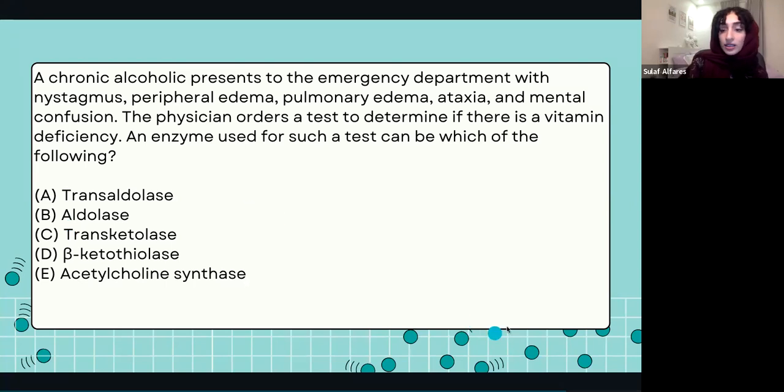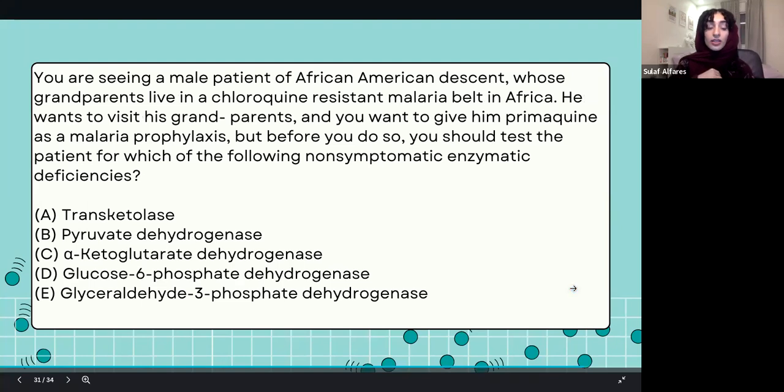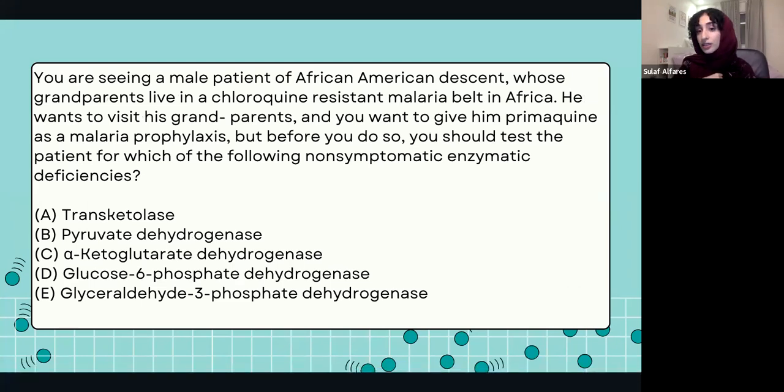Okay. Next question. You're seeing a male patient of African American descent whose grandparents live in a chloroquine-resistant malaria belt in Africa. He wants to visit his grandparents and you want to give him primaquine as a malaria prophylaxis. But before you do so, you should test the patient for which of the following non-symptomatic enzymatic deficiencies. Again, you can unmute to answer and explain, or just write it down and please tell me if someone wrote it down.